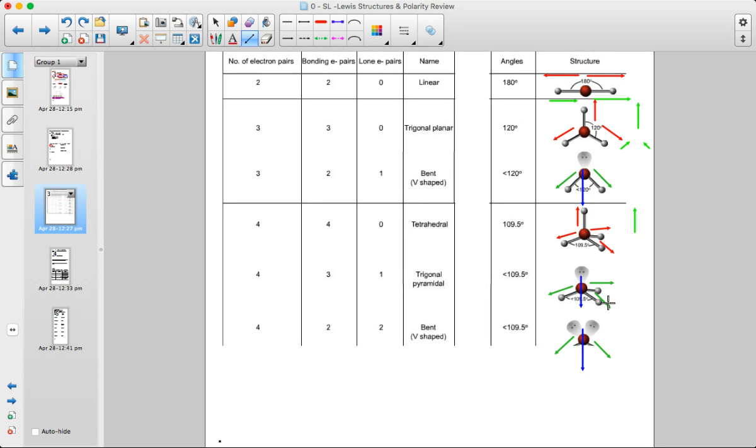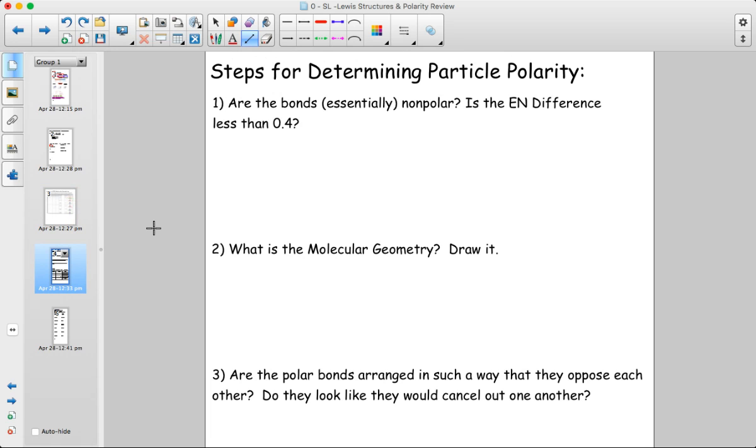So shapes with lone pairs are much more likely to be asymmetric and therefore lead to an overall net dipole on molecules. So if you're trying to determine if a particle, a molecule, or a polyatomic ion is polar, the steps to go through are, draw the Lewis structure, and are the bonds in it polar or nonpolar? Are they essentially nonpolar? If you had paper 2 and you were looking in the data booklet, you could look up electronegativity values, and if they're less than 0.4 different, then you could more or less make the argument that overall the molecule is going to be nonpolar.